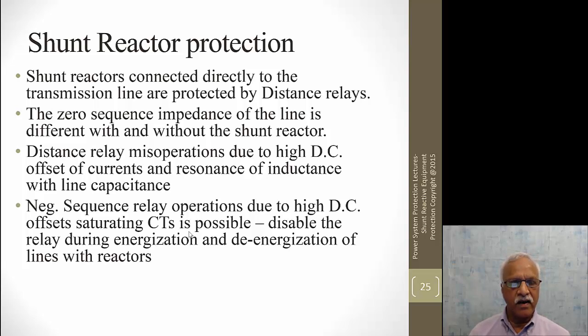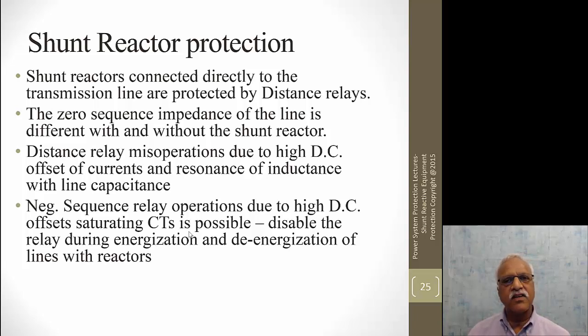Similarly, when you de-energize a line with a shunt reactor, the trapped charges on the line discharge and oscillate with the shunt inductance, producing voltage and current oscillations if you are using current from the shunt reactor into the distance relay. This might cause a misoperation of the relay. Even when the breaker is open, the distance relay may operate and show that there is a fault. So these are some things which you should be aware of.